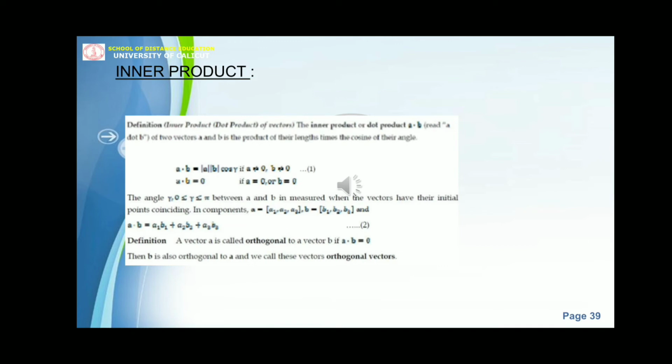So if A is equal to A1, A2, A3 and vector B equal to B1, B2, B3, then A dot B equal to A1 B1 plus A2 B2 plus A3 B3. So it's basically component wise multiplication. Okay, we say two vectors A and B are orthogonal if A dot B equal to 0.